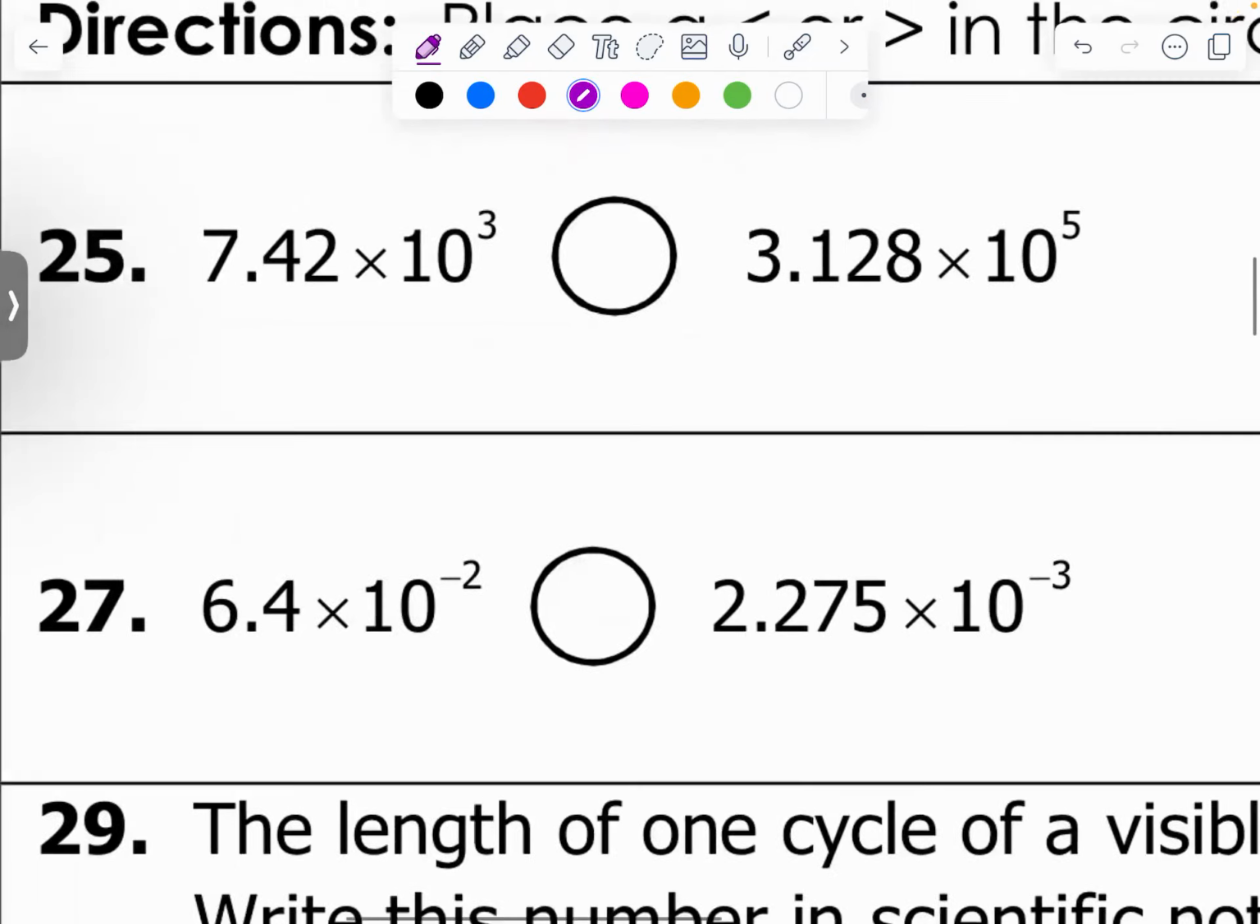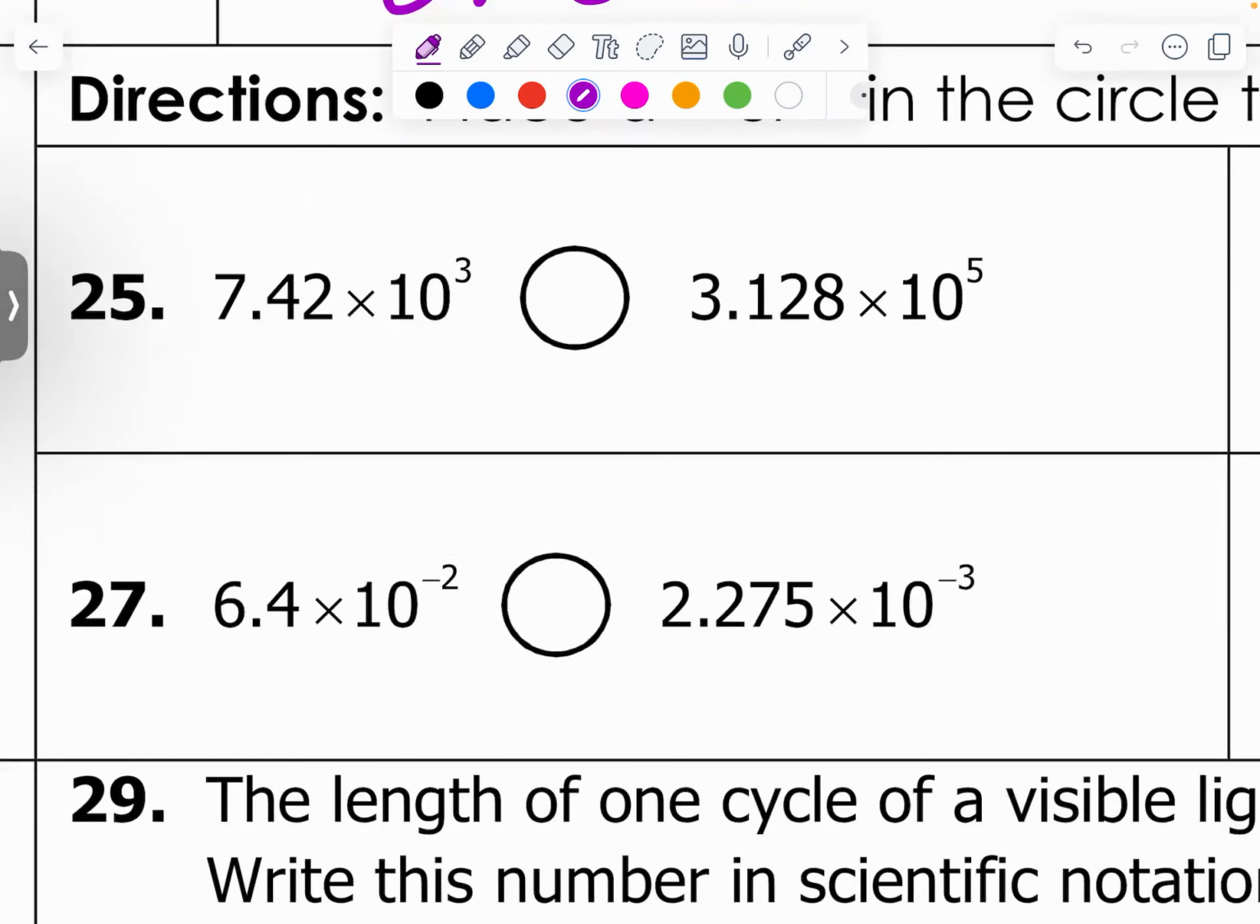Okay, the last thing we're gonna do is compare numbers. If I look, Austin, at number 25, do I care about if 7 is bigger than 3? No. What do we care about? The other numbers. 10 to the 3rd and 10 to the 5th. If we rewrite these, this is 7.4 times 1,000. This is 3.18 times 100,000. Who's bigger? 3.128 times 10 to the 5. Yeah, thank you, Tony. We are multiplying by a bigger number. We're adding more zeros to this guy.